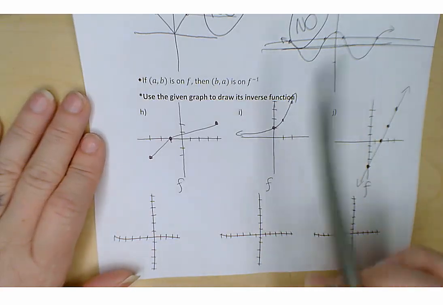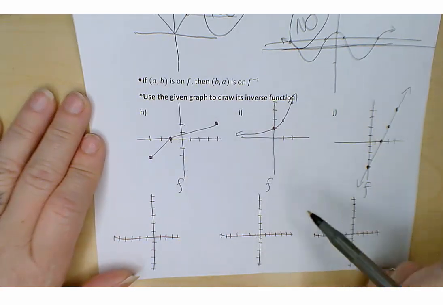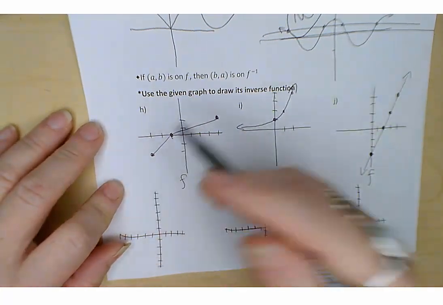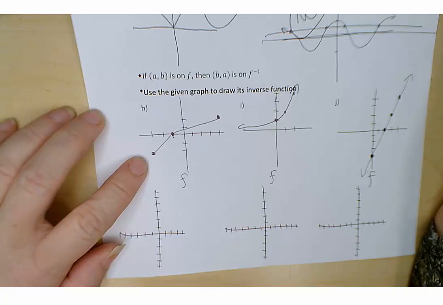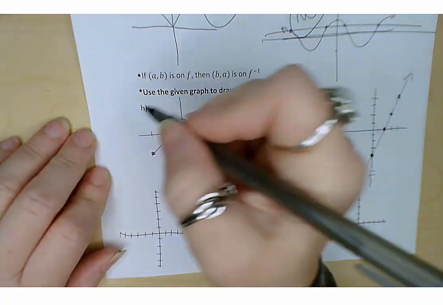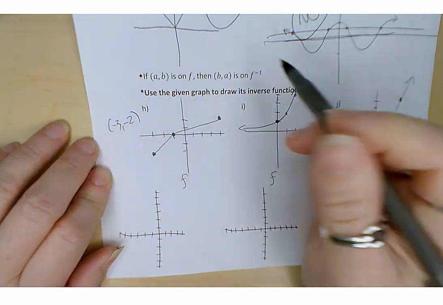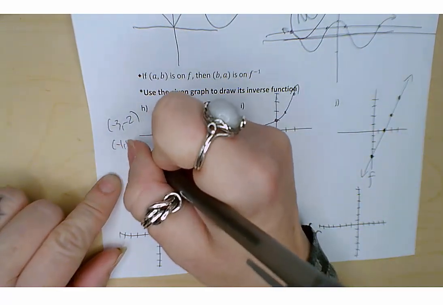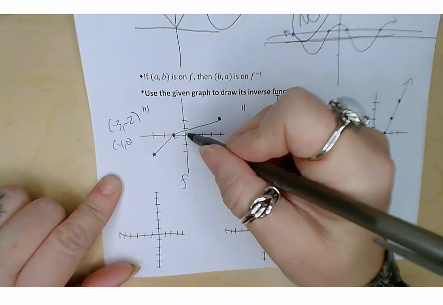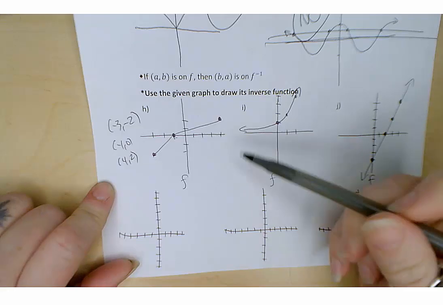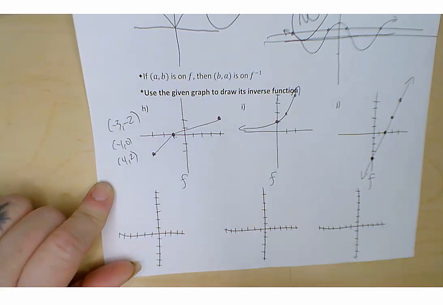So what we need to do, first off, is find points on f of x. Taking a look here at example H, I have 3 points already pointed out, so let's find the coordinates. This point right over here looks like (-3, -2). Then I have (-1, 0) here. And then it looks like I have (4, 2). So those are the points (a, b) on f.